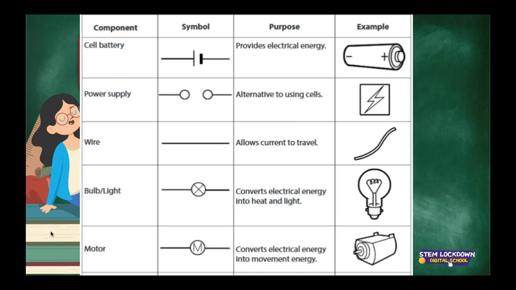I'll give you just 5 to 10 seconds just to make sure that you've copied down those symbols and what they are. So a cell battery, just the symbol, the power supply, the symbol, and so forth. Just 15 seconds while you copy those.